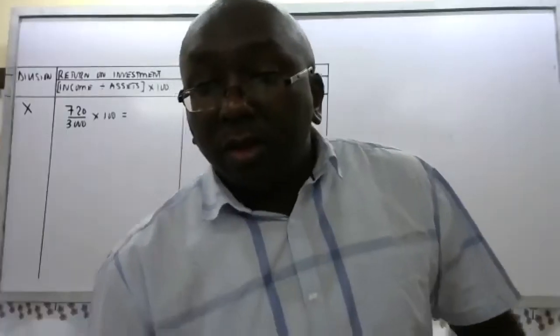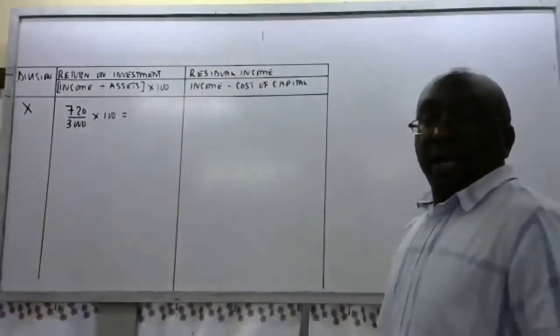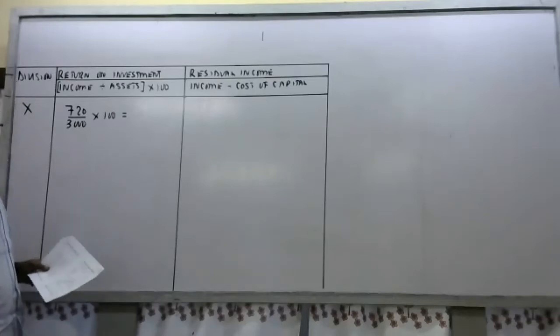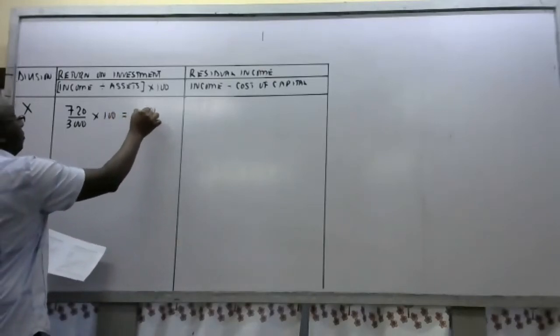So division X, operating income is 720. You divide by the assets of 3,000, multiplied by 100. This was a bonus question to students. Give me that percent. Yes, June, I can say 24%. Jack, recheck your working. Supposed to be 24%.